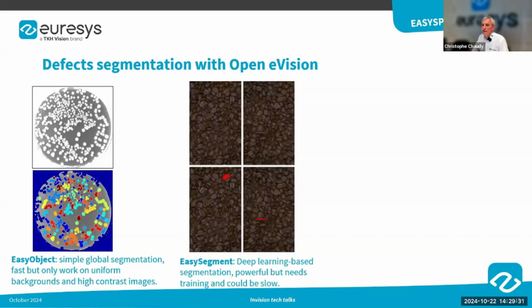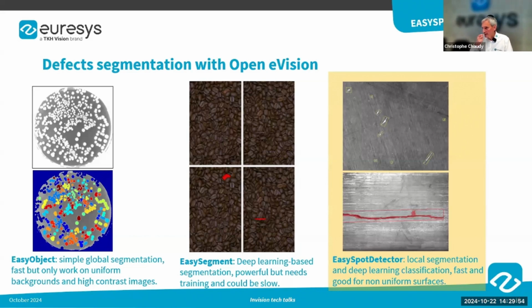Or you can use EasySegment, which is a deep learning-based segmentation library. So it works like other AI stuff. You need to train the model depending on your context, and then do the inference on the target images. And usually it can be fairly slow if your images are really big. And then we introduce EasySpotDetector, which tries to combine the best of both worlds. SpotDetector will perform a local segmentation of candidates and then a deep learning-based classification to produce better results.